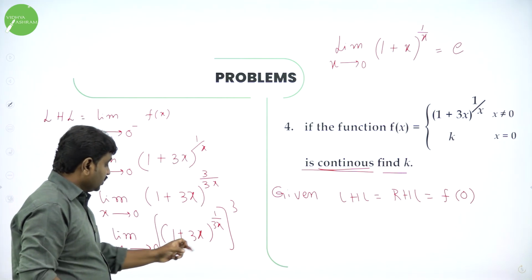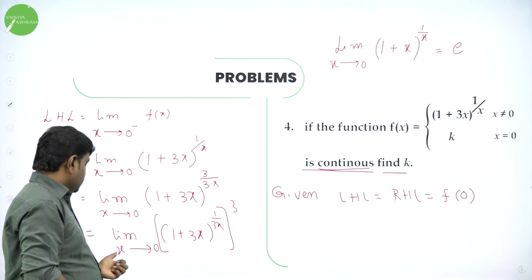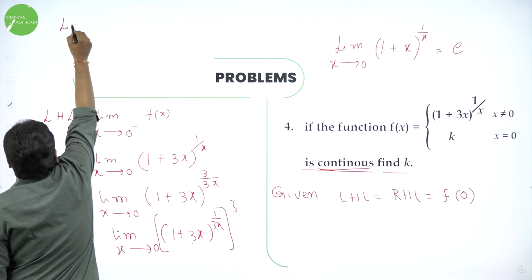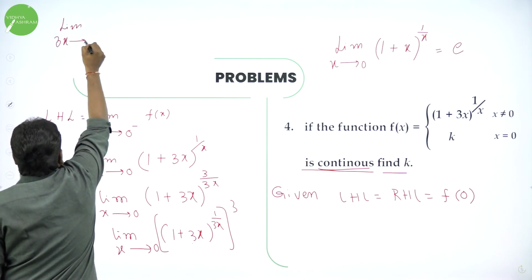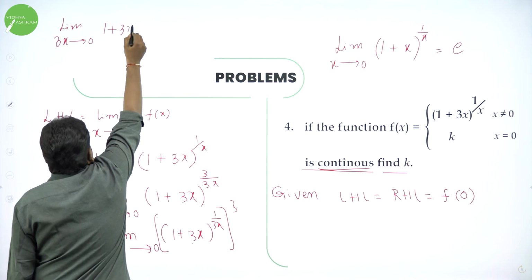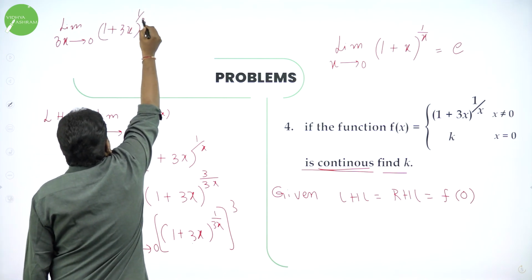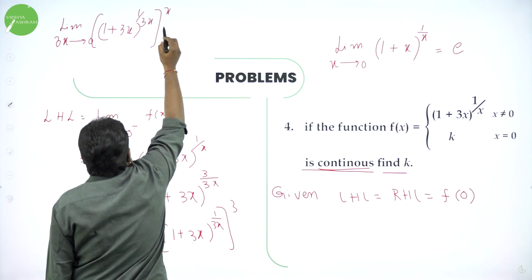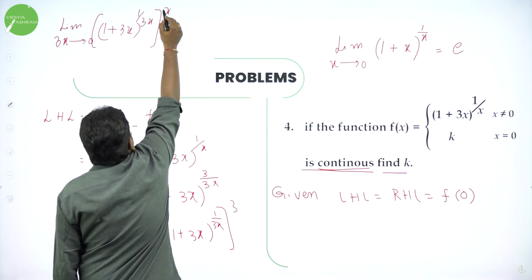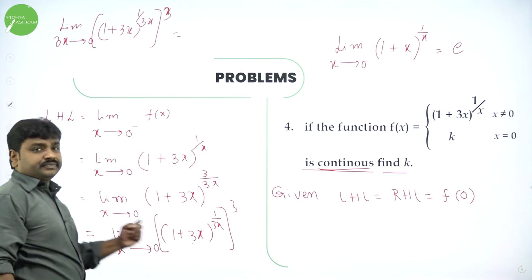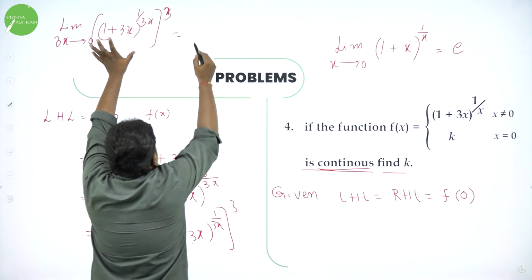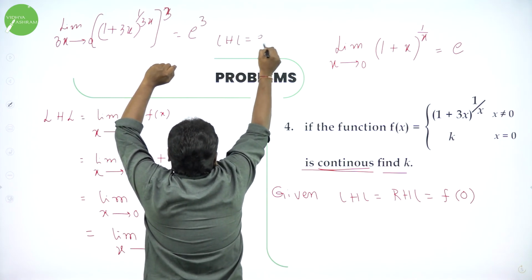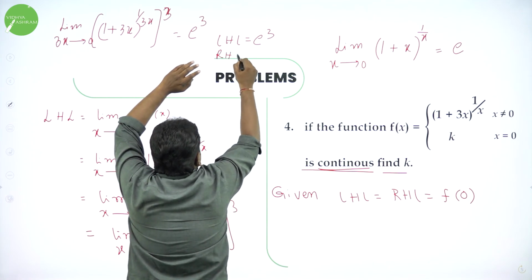Now further this whole thing, here we have 3x, here we have 3x, and if x is tending to 0, multiply 3 on both sides. So further limit 3x tends to 0, 1 plus 3x power 1 by 3x, whole power 3. This is what we got here. Now internal term, if you apply limit, it will be e, and power we have 3, e cube. So LHL you got what? E cube. RHL will be same. RHL also will be e cube.